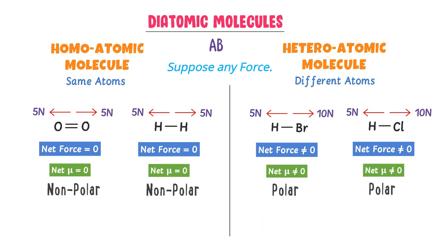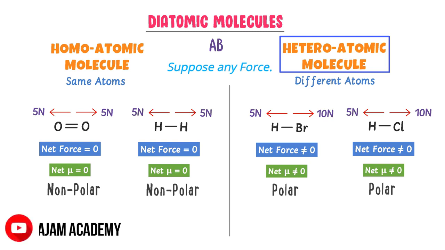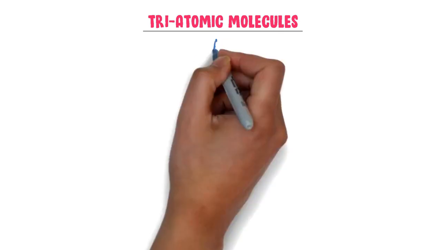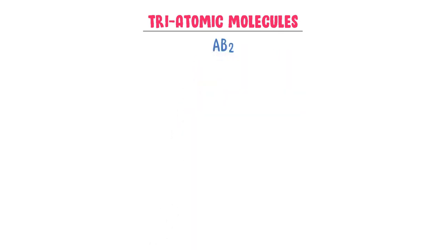Thus remember that all the heteroatomic molecules are polar molecules because the atoms exert different forces on the shared pair of electrons. Now let me teach you triatomic molecules of AB2 type. For example, consider beryllium fluoride and its structure.